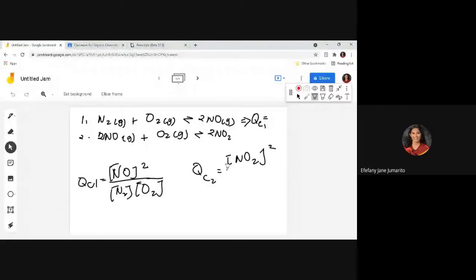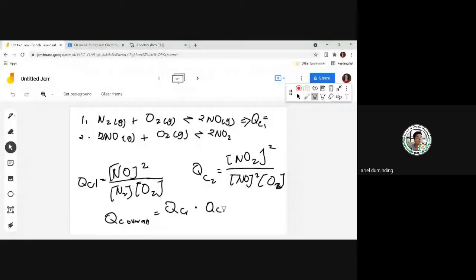NO2 to the power of 2 over NO to the power of 2 times O2. Okay. Now, class, using this one, what is the overall QC? That is, we multiply QC1 times QC2.